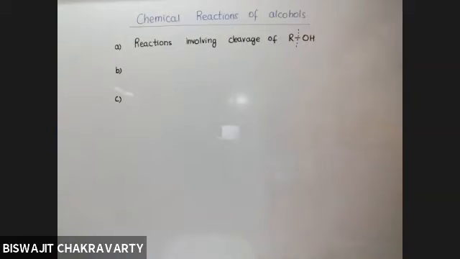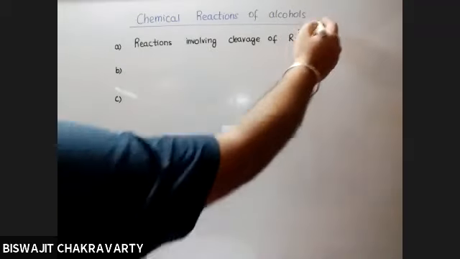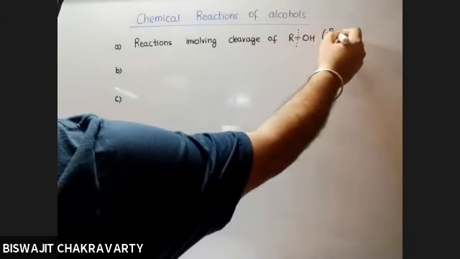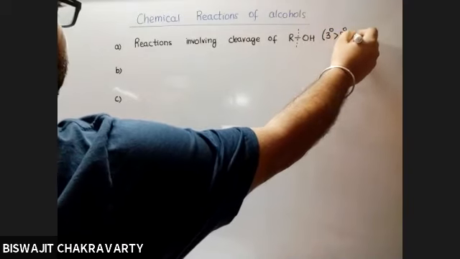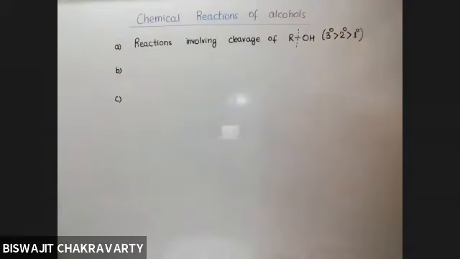Will these reactions be acidic reactions or basic reactions of alcohols? Basic reactions. And accordingly, what will be the reactivity order? 1 to 3 or 3 to 1? 3 to 1. So in all these reactions, 3 degree alcohols react the fastest, 1 degree react the slowest.